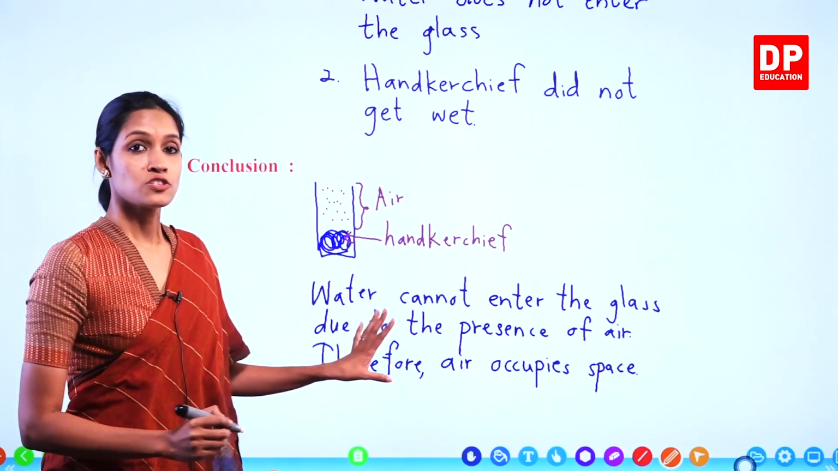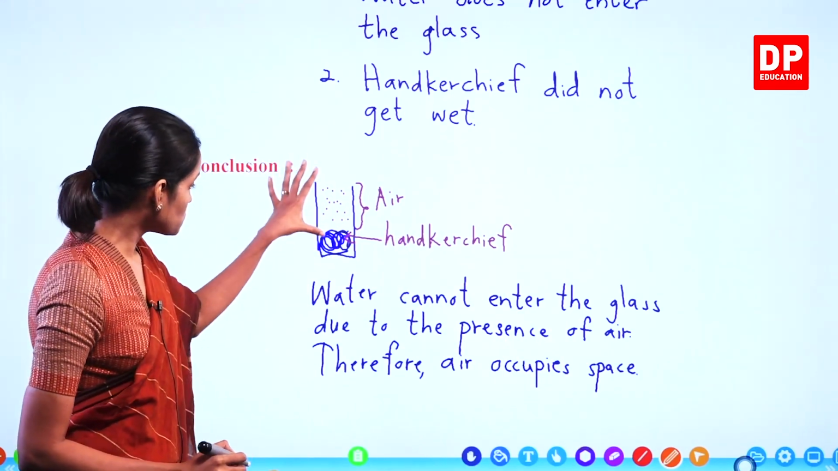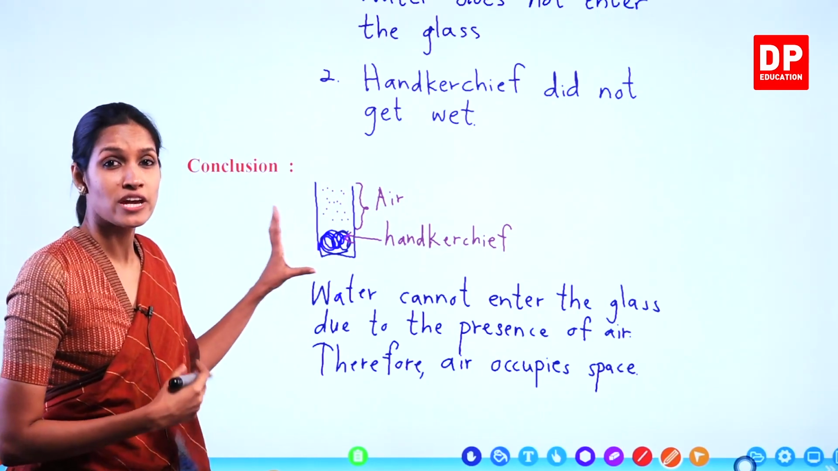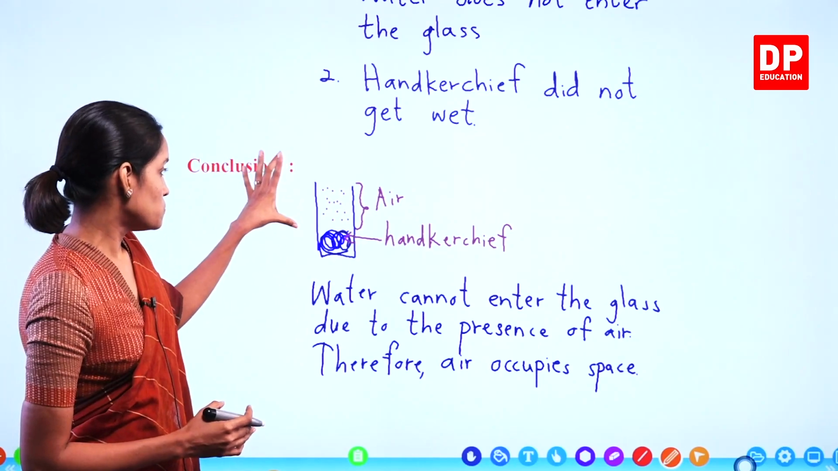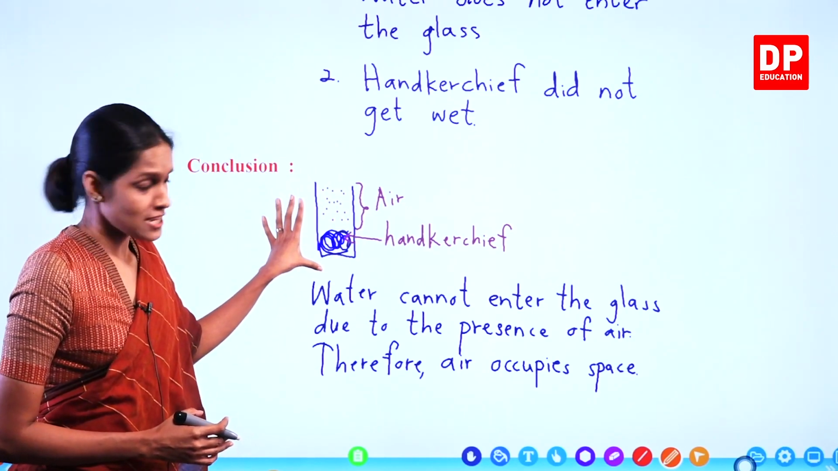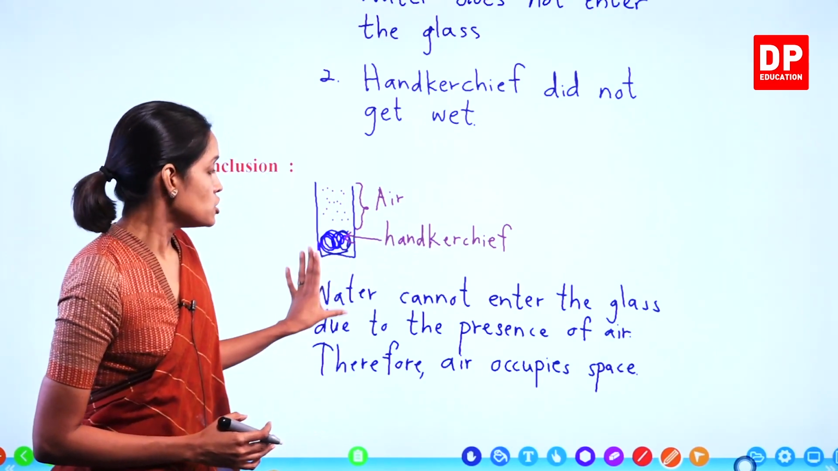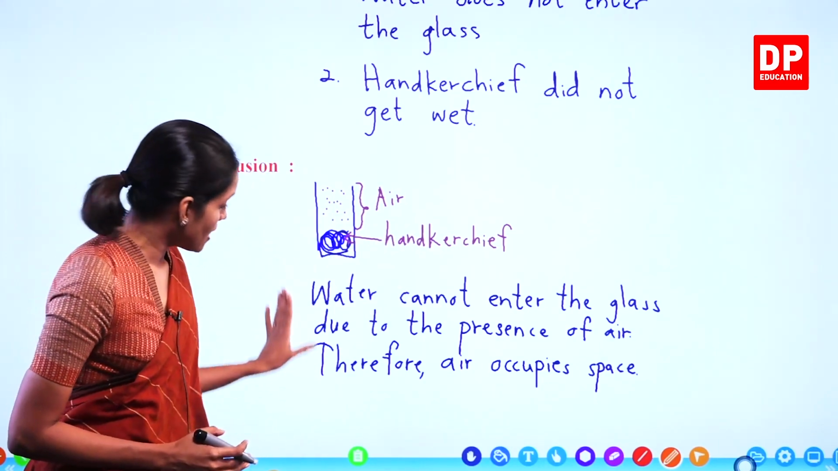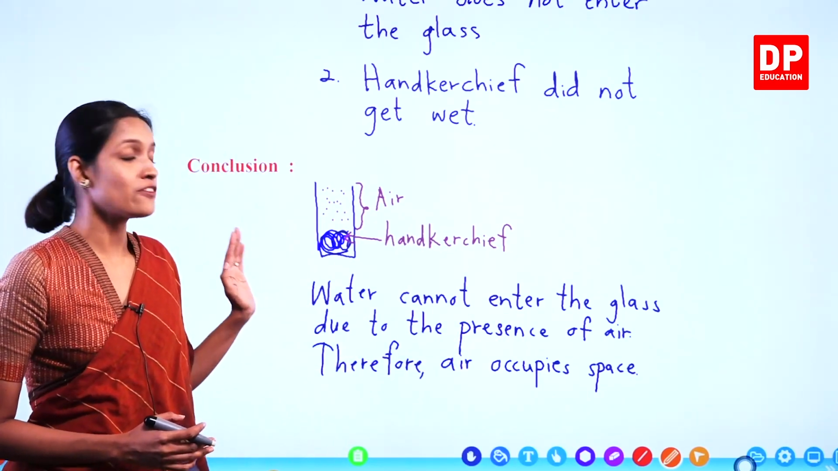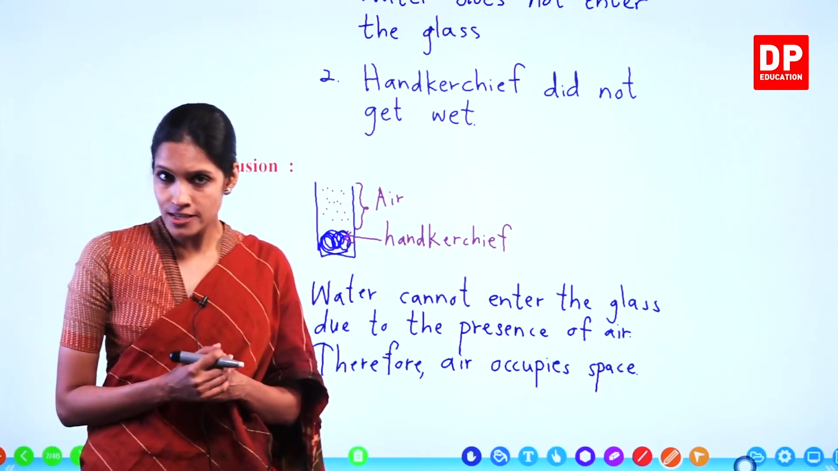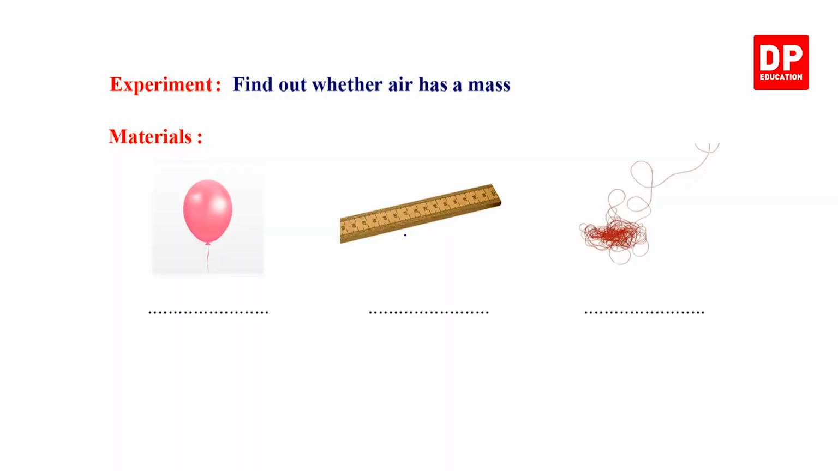So remember, this last sentence is the conclusion. We wrote all these other steps here so that it's easy to understand. Okay, children? So you can simply draw a diagram like this, and here I wrote, water cannot enter the glass due to the presence of air. Therefore, air occupies space. That is the final conclusion that we can come up with after doing this experiment. Understand, children?